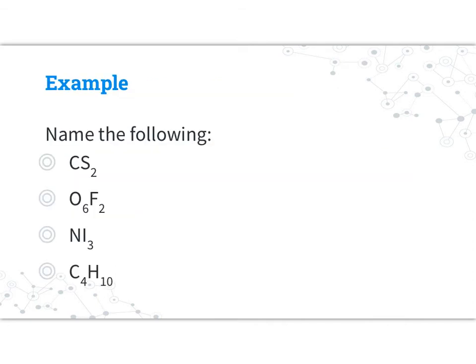I've got some examples for us. Name the following. So what I'm going to do is I'm going to leave room for prefixes if we need them, and I'm simply going to write the names of both elements. Well, I'm going to write the name of the first one for sure. So carbon is C, and sulfur is the second element. Now remember, we have to change sulfur's ending to "ide." So making it kind of roll off the tongue, we'll change it to sulfide.